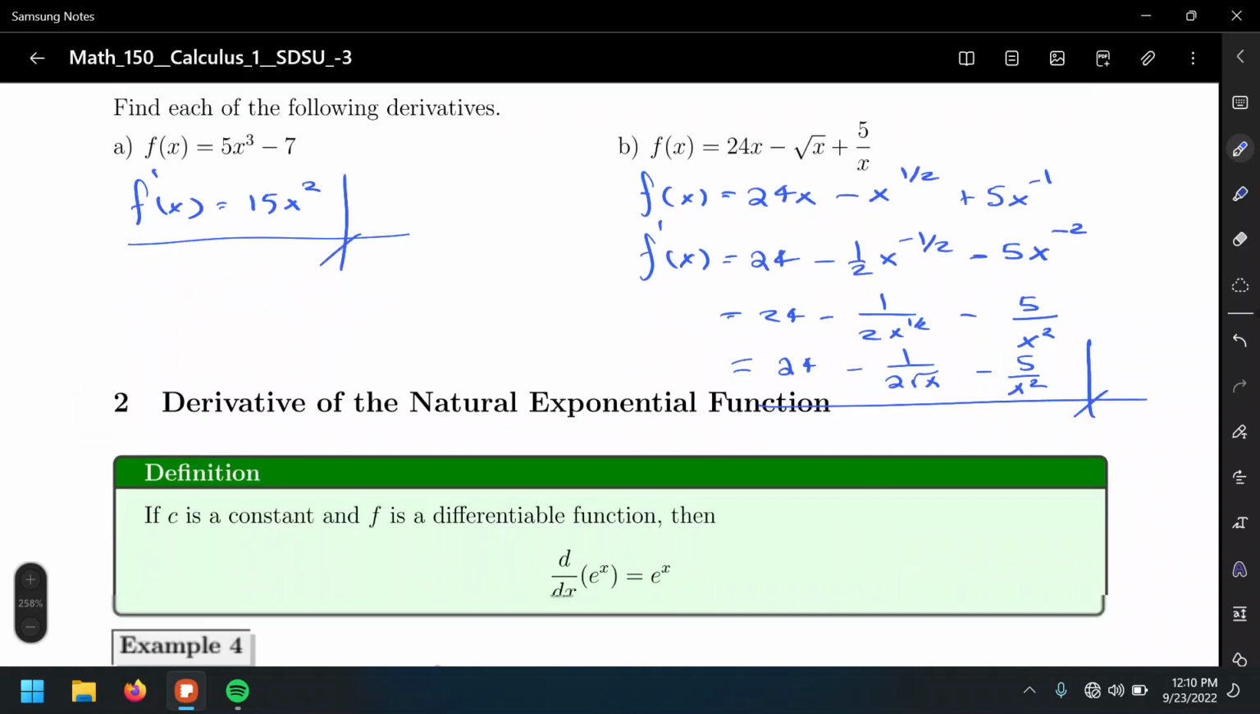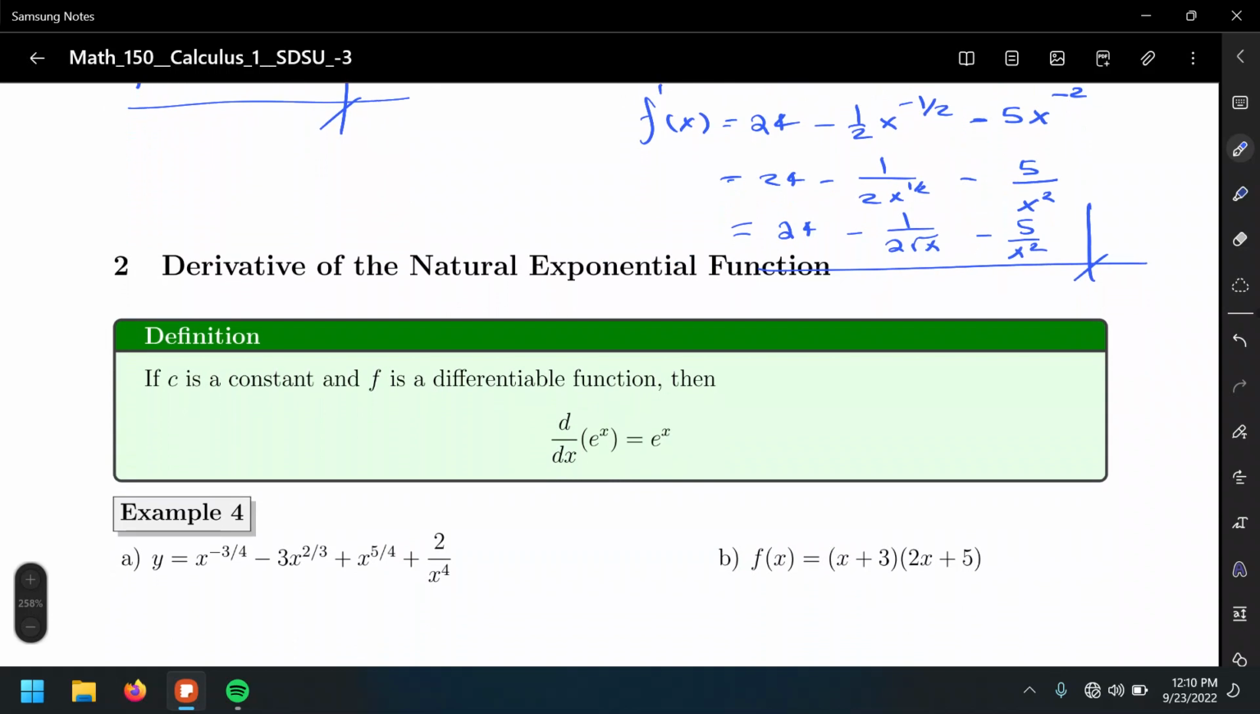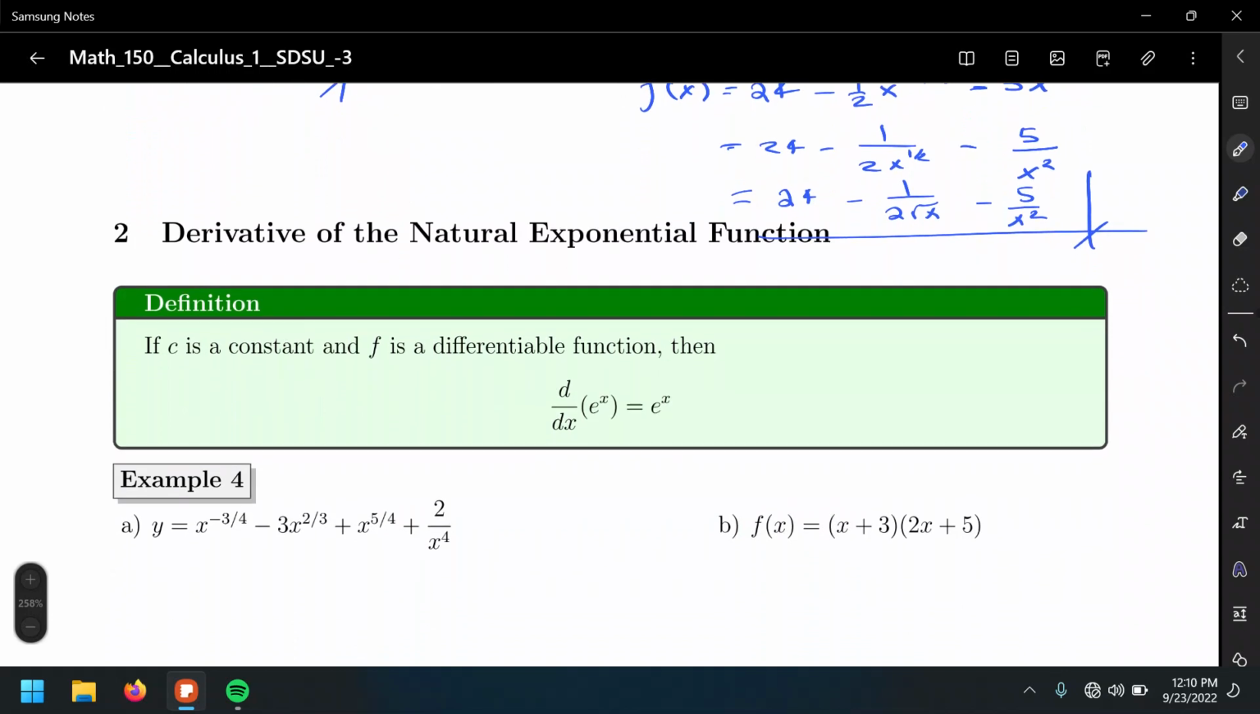Okay, the derivative of the natural exponential function: the derivative of e to the x is itself, e to the x, so it doesn't change.